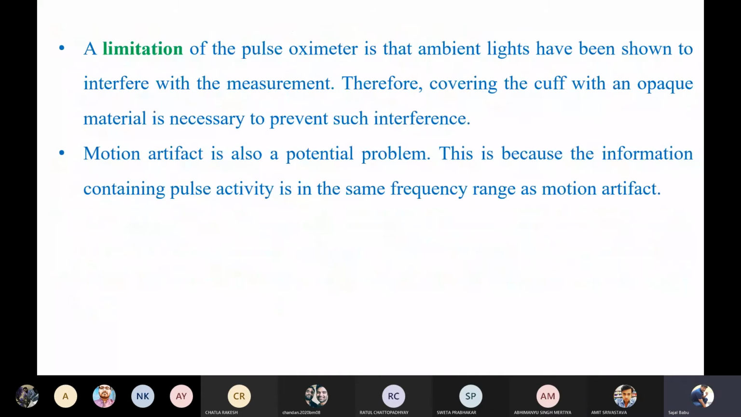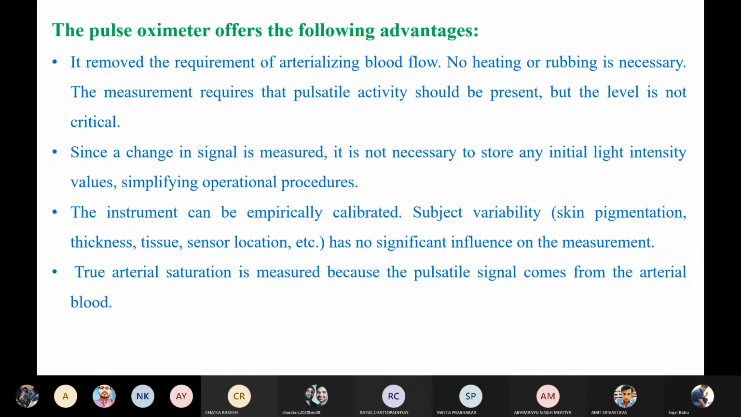So now, these advantages I think you can read. The first extra advantage in our pulse oximeter is it removes the requirement of arterial blood flow. Previously, if you wanted to measure the oxygen, you would remove the arterial blood and then analyze it. And for removing the arterial blood they will heat and rub it. So all these things have been eliminated because of the pulse oximeter.